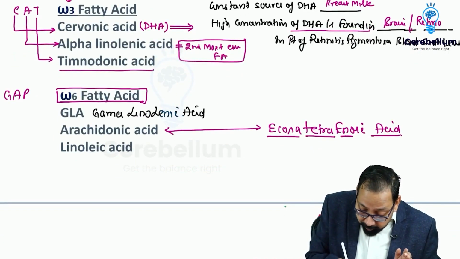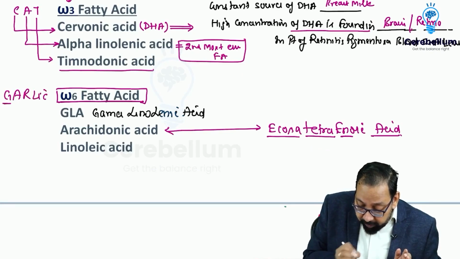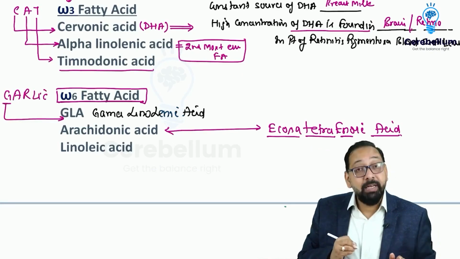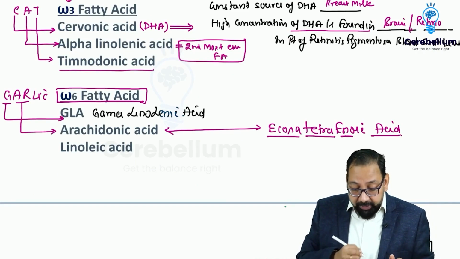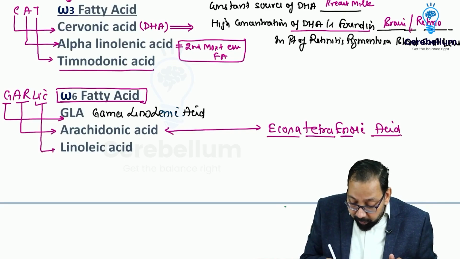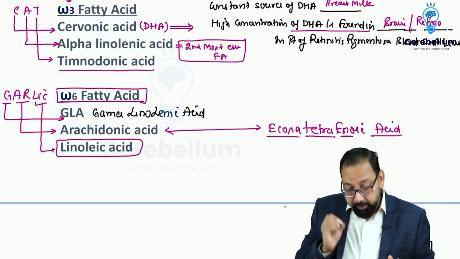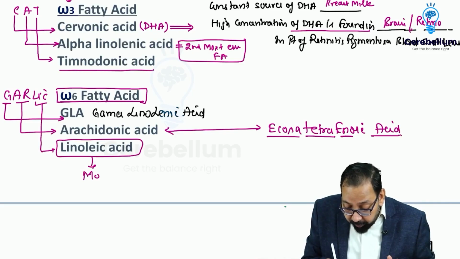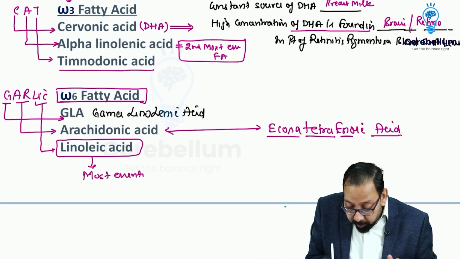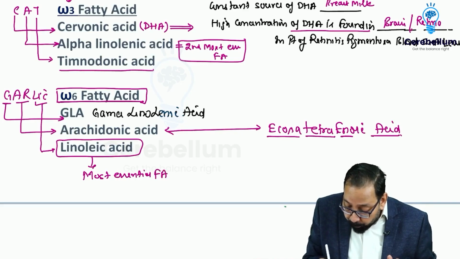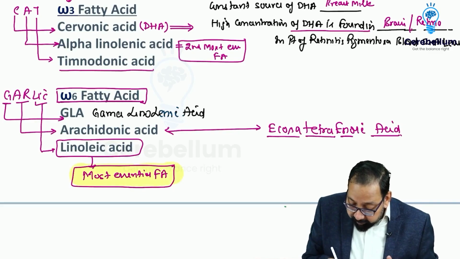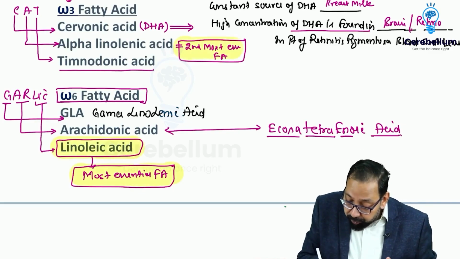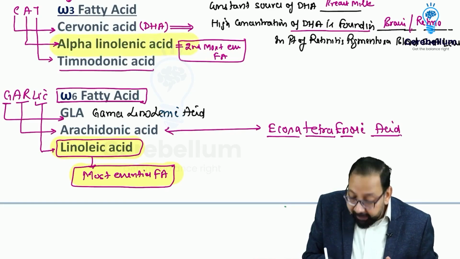Omega-6 fatty acids, mnemonic is GARLIC. G for gamma-linolenic acid, AR for arachidonic acid, LIC for linoleic acid. This is the most essential fatty acid. Point it out: most essential is linoleic acid. Second most essential is alpha-linolenic acid.